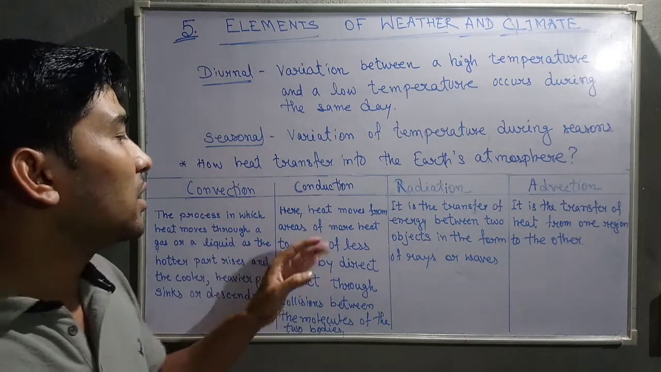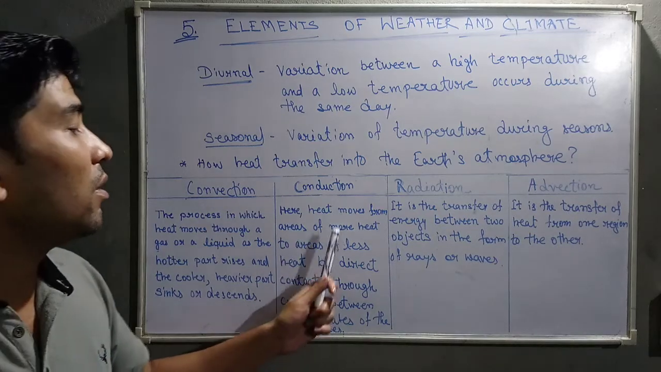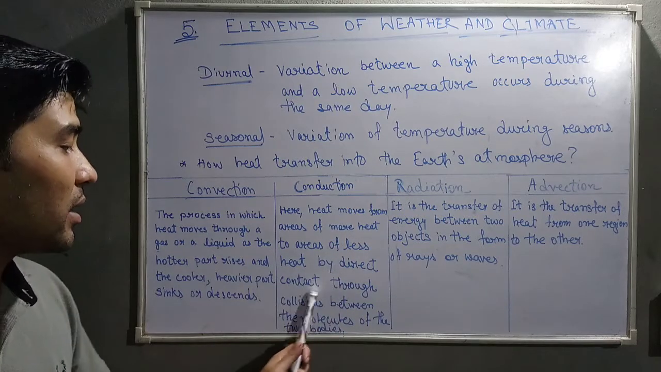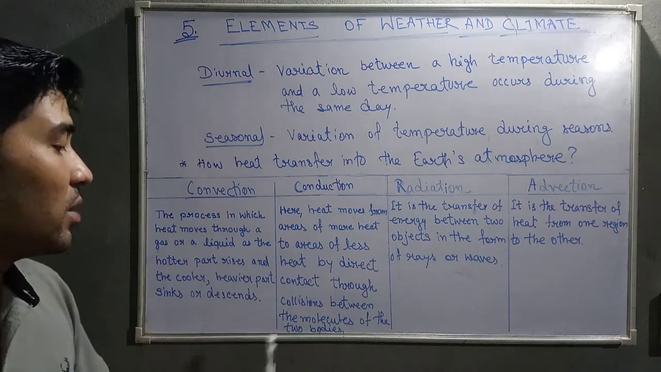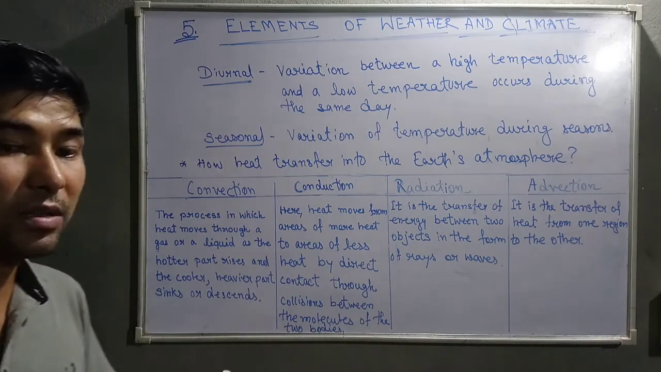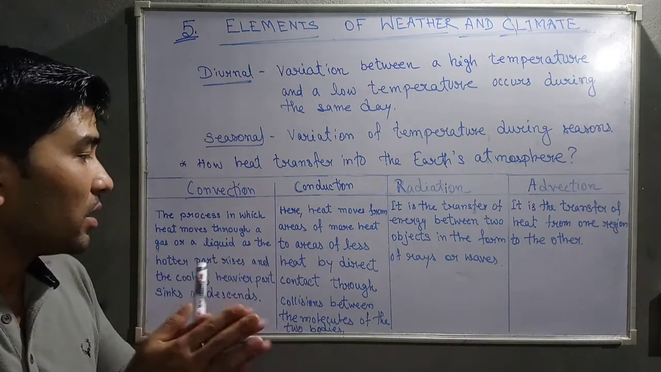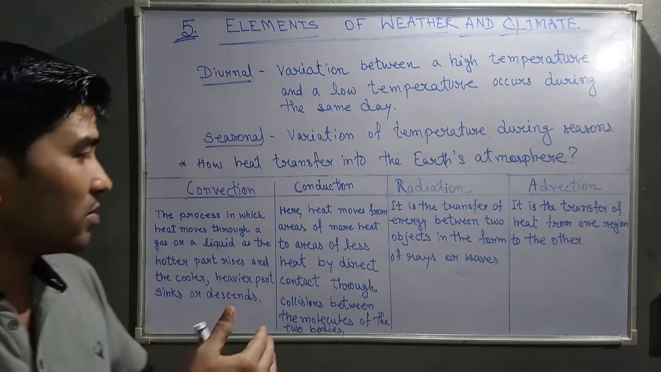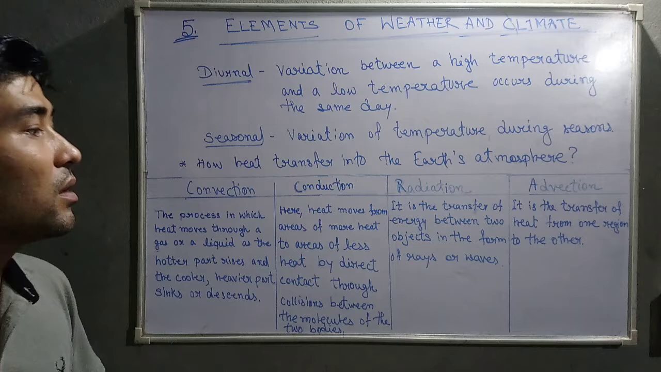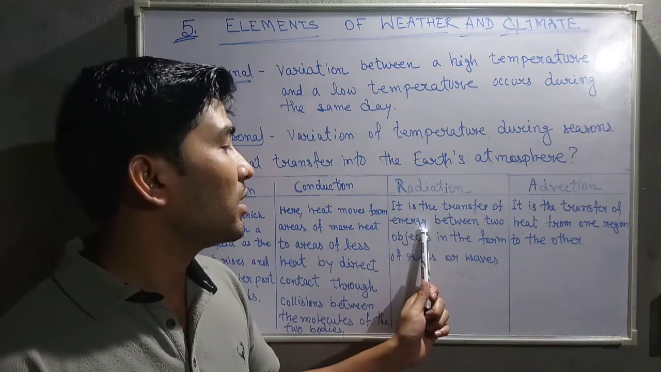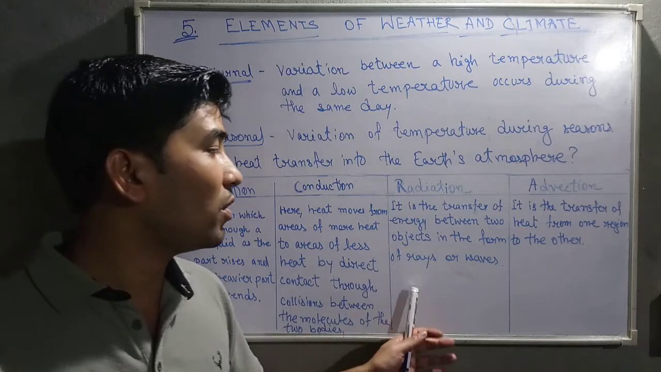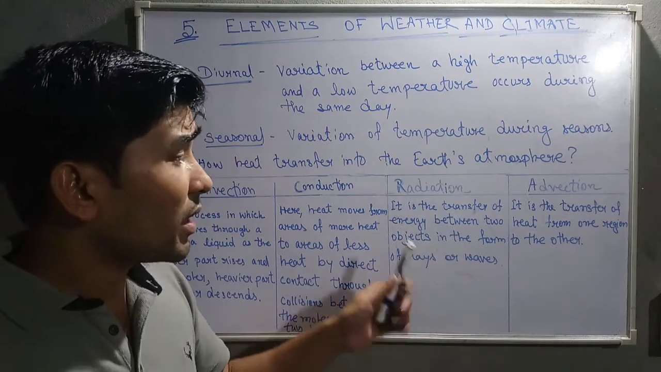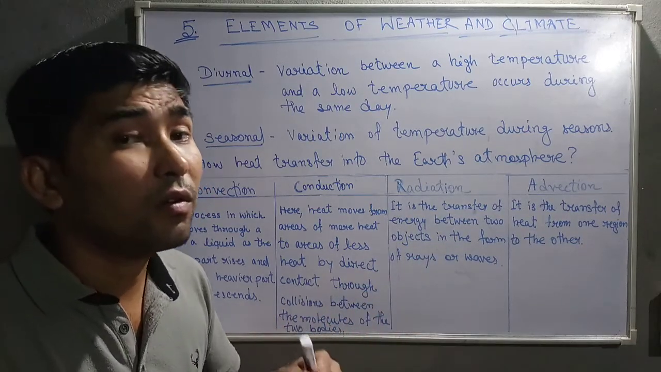Then conduction: heat moves from areas of more heat to areas of less heat by direct contact, through collision between the molecules of the two bodies. When two bodies collide with each other, heat from the area of more heat transfers into the area of less heat, okay. Then radiation is the transfer of energy between two objects in the form of rays or waves.